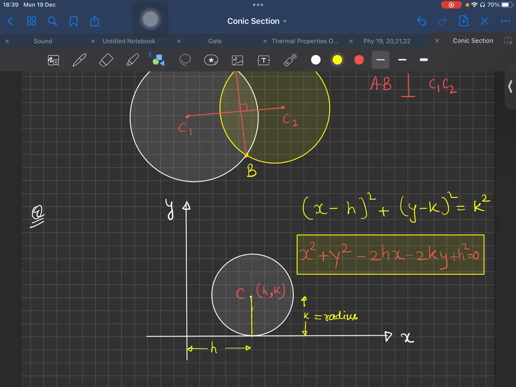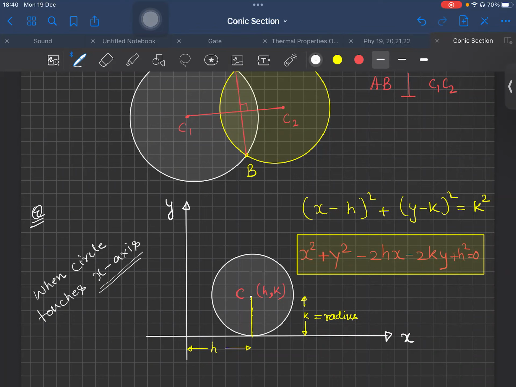So what type of circle is this? Write down: when the circle touches the x-axis. The circle is touching the x-axis, isn't it? Yes or no? Yes, sir. Okay, very good. That means you will find the radius from there.